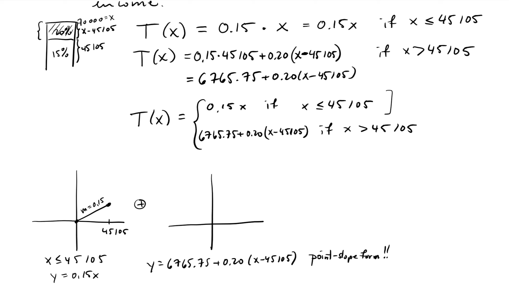Okay, because it's of the form y0 plus m times (x minus x0). So the slope is m, this is your slope. This is x0, this is y0. So at 45,105, it starts here.